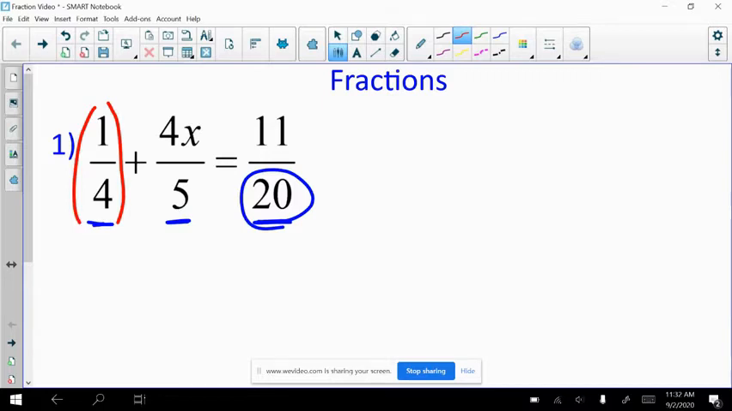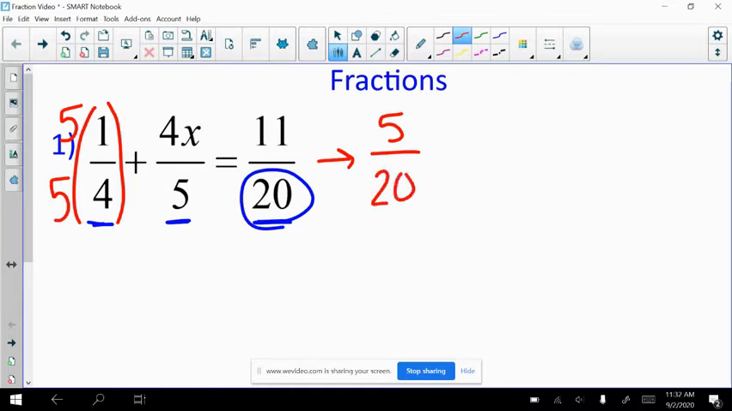I look at the bottom, which is 4, and I think to myself, what would I multiply 4 by to turn it into a 20? If I multiply by 5, 5 times 4 would give me 20. So I'm going to multiply this first fraction by 5. Whatever I do to the bottom, I have to do to the top. So when I multiply 5 times 1, I end up with a 5, and 5 times 4, I end up with 20.